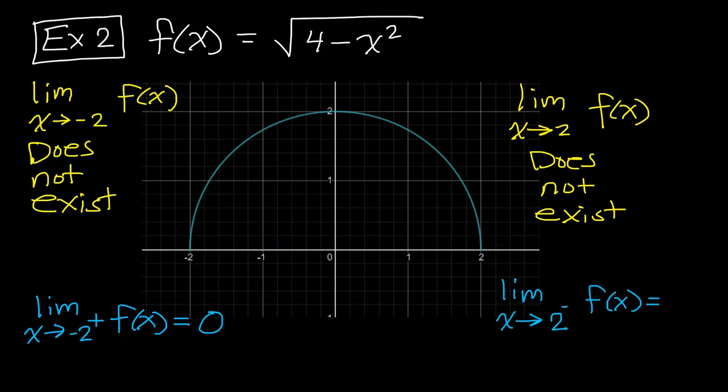However, we can talk about the one-sided limit, the limit of the function as x approaches 2 from the left. As x approaches 2 from the left, the value of the function approaches 0. So there is a one-sided limit from the left.